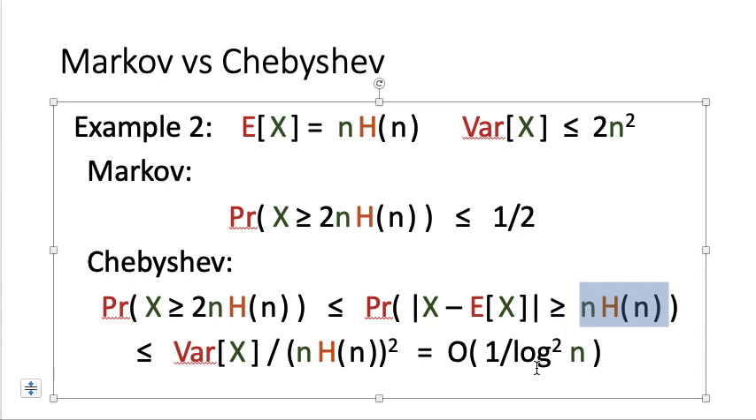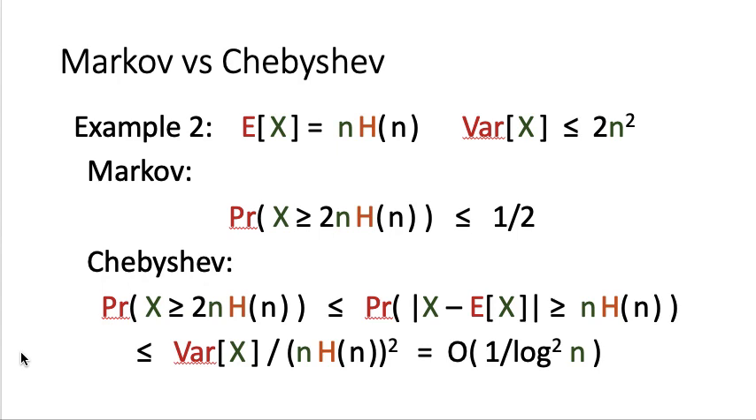And notice that this is a much better bound than 1 over 2 as n becomes large. Because when, let's say, n is equal to 1000, this is only 1 over 2, but this is about 1 over 100. When we are talking about the same thing, this gives us a tighter bound. Okay, so this is the end of the second example.